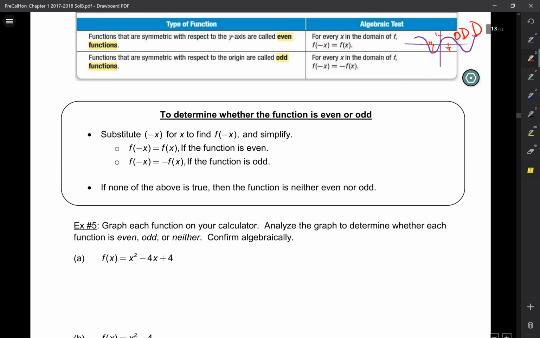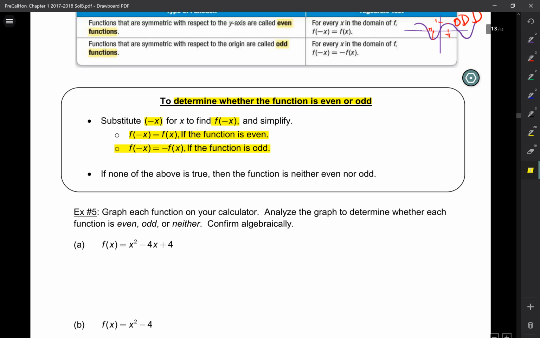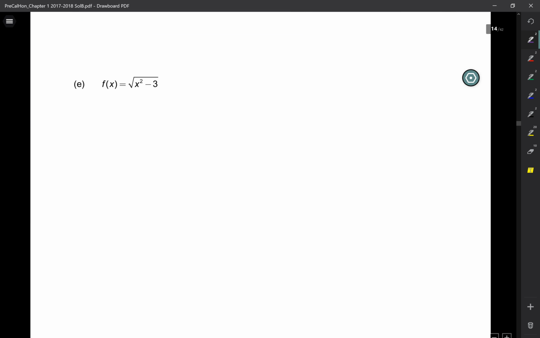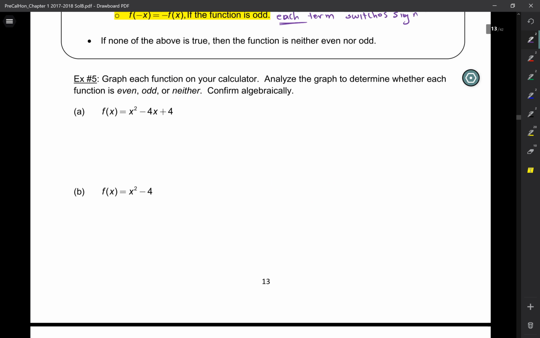How do you test for even or odd? You substitute negative x and you find f of negative x. If you get the same function back, then it's even. If you get the negative, then it's odd. So if it's odd, each term will switch sign. If none of those happen, then it's neither. All right, so let's do a couple of these so I could do your homework.